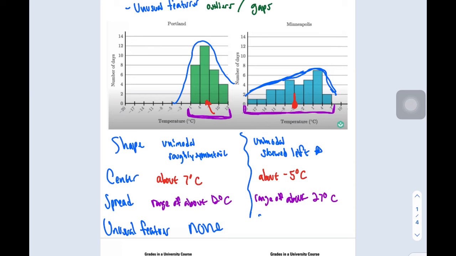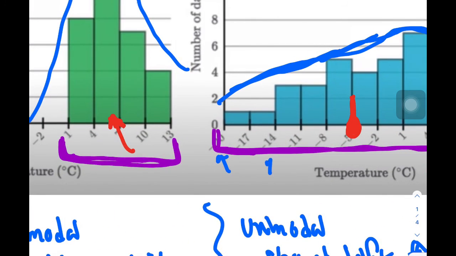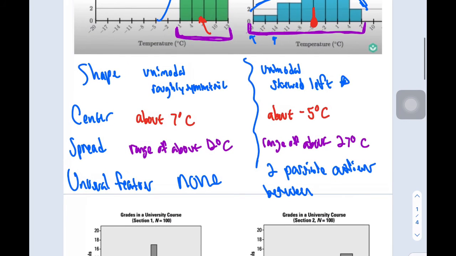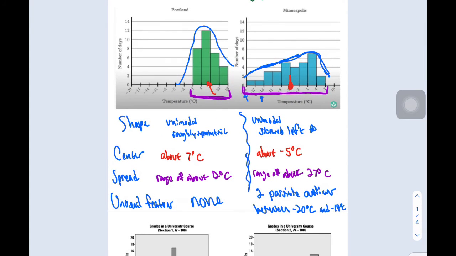So I'm going to say we have 2 possible outliers, and they're between, what is this, negative 20 and negative 14 degrees Celsius. I don't know what those actual numbers are going to be, so we just say between negative 20 and negative 14 degrees Celsius. Alright, so when describing distributions, describe the shape, center, spread, and any unusual features.